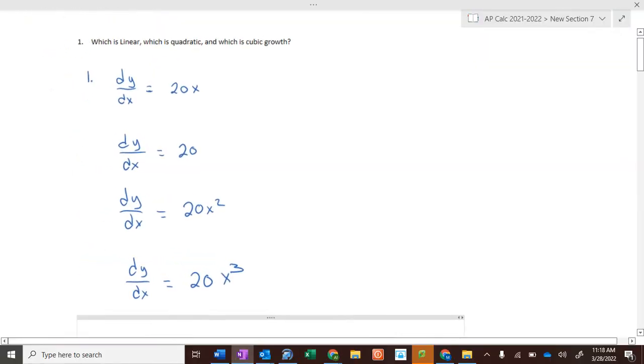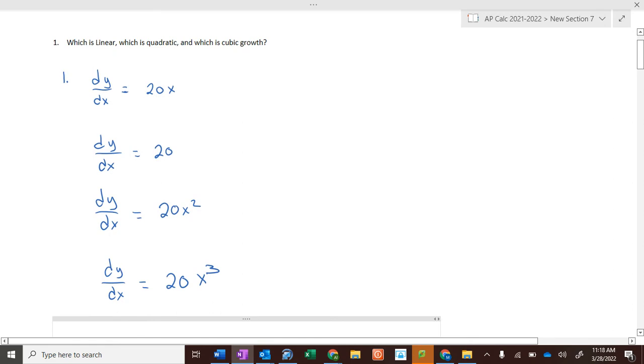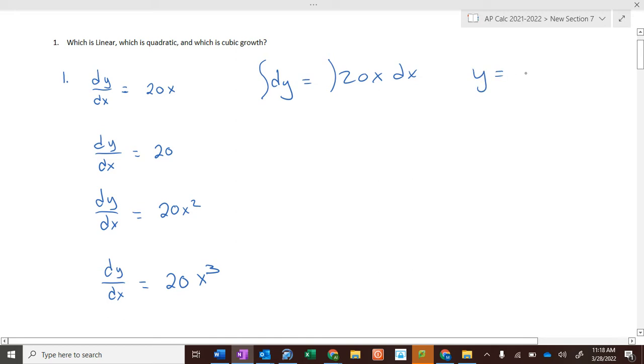All right. Which is linear, which is quadratic, which is cubic out of these? So dy equals 20x dx. If we integrate it, y equals 10x squared. This would be quadratic. So dy equals 20 dx. If we integrate it, y equals 20x. That's linear.